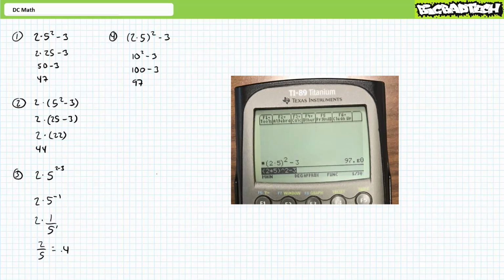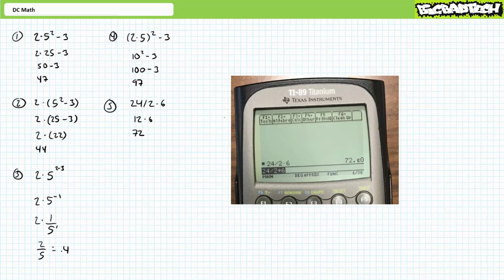Our next problem asks us to solve for 2 times 5 inside parentheses squared minus 3. We need to resolve those operations inside the parentheses first. 2 times 5 is 10. Exponentiation now receives priority. 10 squared is 100. Now we're free to subtract 3 for a final answer of 97.